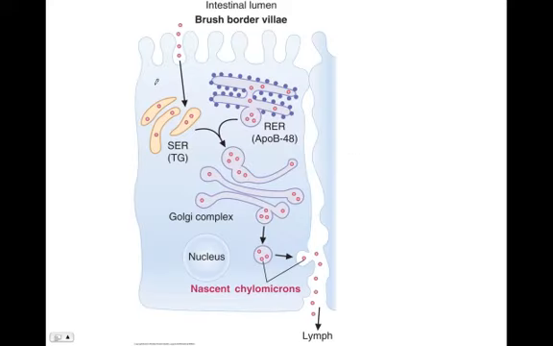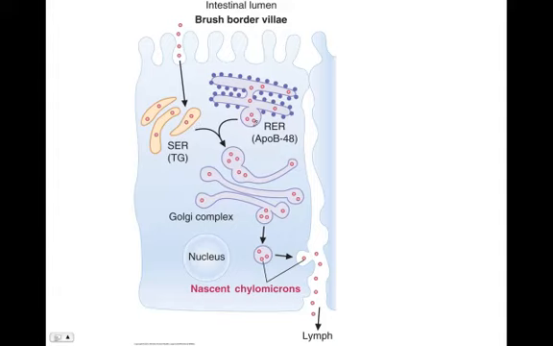Let's summarize this process again. Our micelles interface with our brush border epithelial cells, and the free fatty acids and monoglycerols in these micelle particles will diffuse into the cell. The bile salts in these micelles will be recycled back to the liver via the enterohepatic circulation. Within the cell, in the smooth endoplasmic reticulum, our free fatty acids and monoacylglycerols are repackaged into triglycerols.